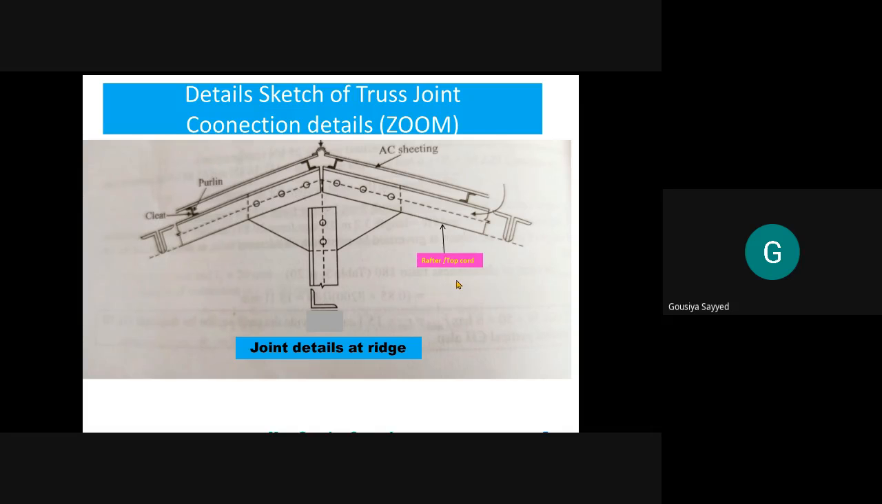So this member is the rafter or top chord. As per our design, the size of this rafter is 2 ISA 60 by 60 by 6. You have to show the dimension as well as the size. Then this is a strut. You have to show the size also on that detail sketch or the zoom view, 80 by 50 by 6. Then this is a gusseted plate. Thickness is 8 mm. This is the diameter of bolt. In this case, M16 bolt is used.